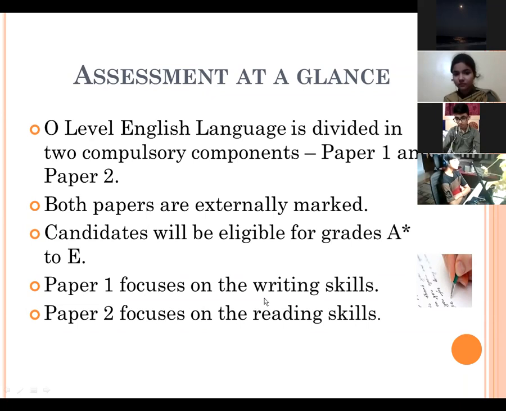Paper 1 focuses on writing skills, right? So you will be having writing questions in paper 1. Paper 2 focuses on reading skills. So these are the two skills we are going to focus on in this whole academic year. Okay, I hope it is clear. So you have to work on paper 1, writing skills, paper 2, reading skills. Is that clear to everyone?